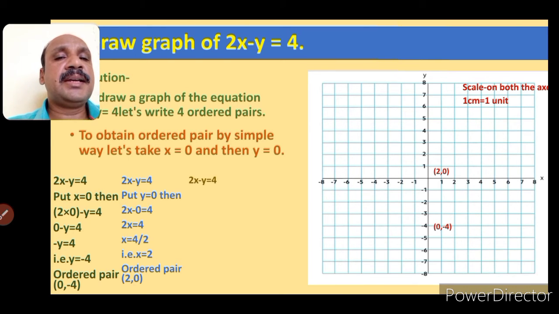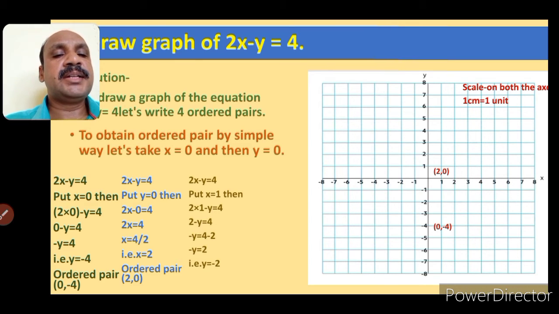Now next ordered pair. 2x minus y is equal to 4. This one is the given equation. Here we put the value of x is equal to 1. Therefore, 2 into 1 minus y is equal to 4. 2 into 1 is 2. That means 2 minus y is equal to 4. Minus y is equal to 4 minus 2. That means minus y is equal to minus 2. That is, y is equal to minus 2.